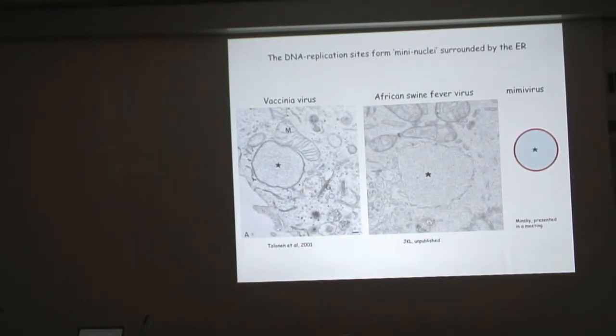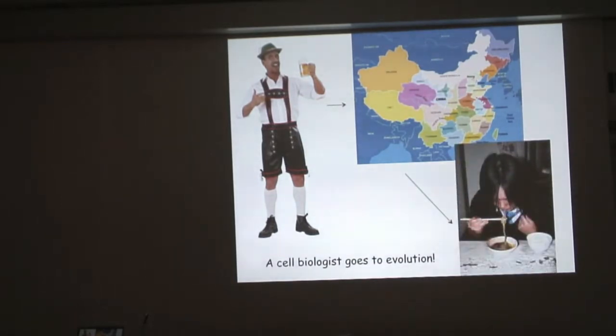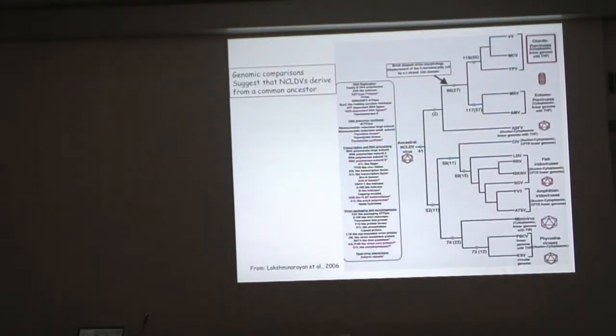So now I feel like this German man who comes from the south of Germany drinking beer and goes to China, and then sees that actually people are not drinking beer in China, but they're doing weird things. They're eating with sticks. Because I'm going to move into something I don't know anything about, which is viral evolution.